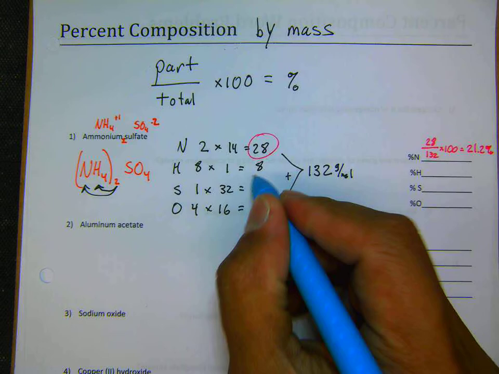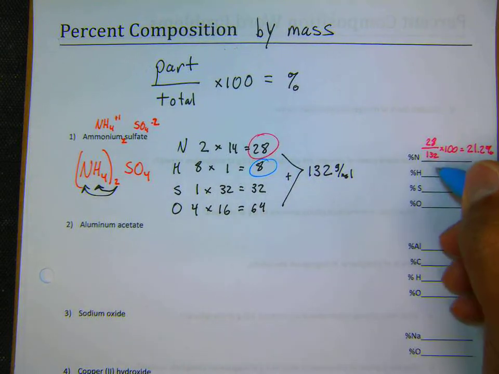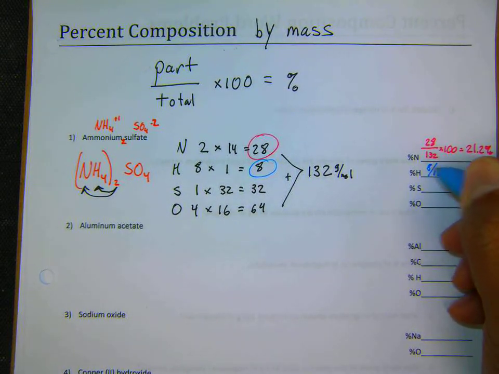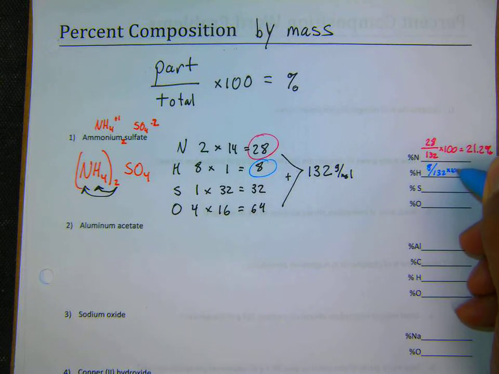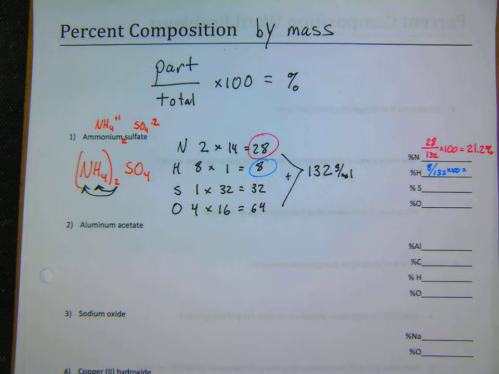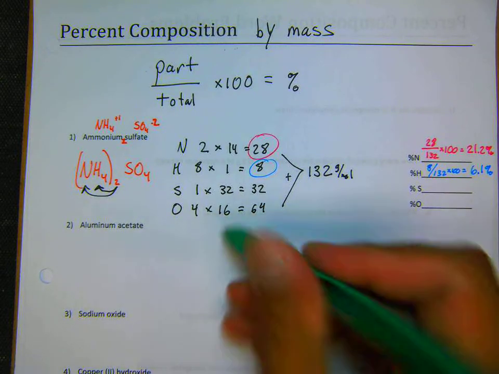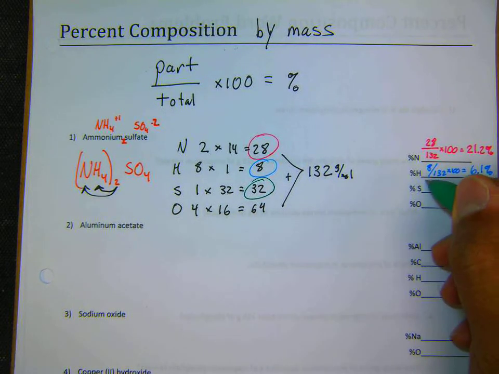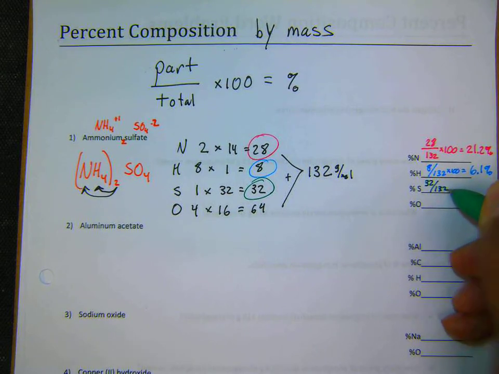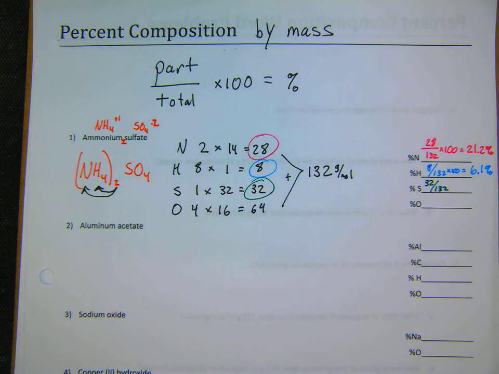So if I was doing hydrogen, I would do 8 over 132. So 8 over 132 times 100. And that would give me about 6.1%. If I was doing sulfur, you guessed it, it would be 32 over 132. And it ends up being 24.2%.